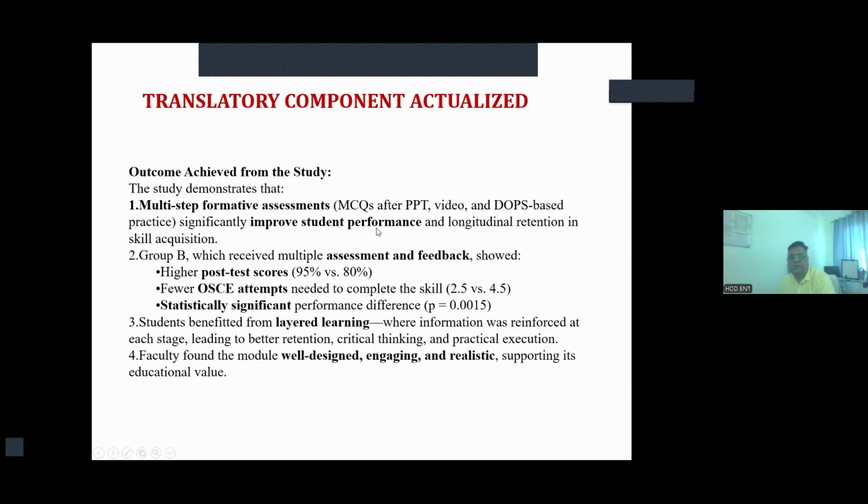Translational component: multiple-step formative assessment, with MCQs after the PowerPoint presentation, significantly improved student performance and longitudinal retention of skill acquisition, at least for the period that the students were in the department. Group B, which received multiple assessments, showed higher post-test scores as compared to the pre-test, higher OSCE scores as compared to Group A, and statistically significant performance as compared to Group A.